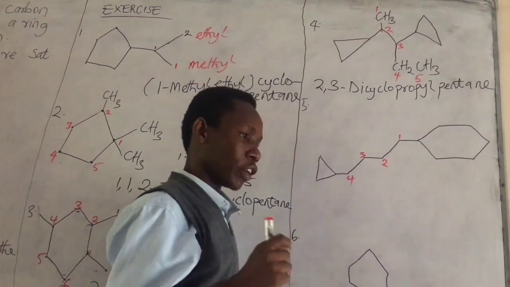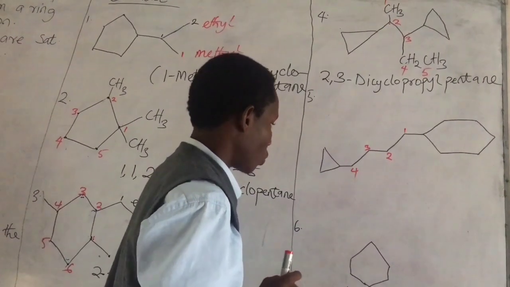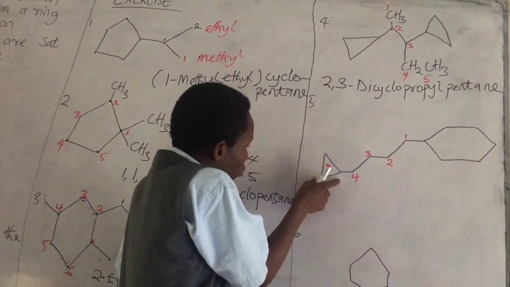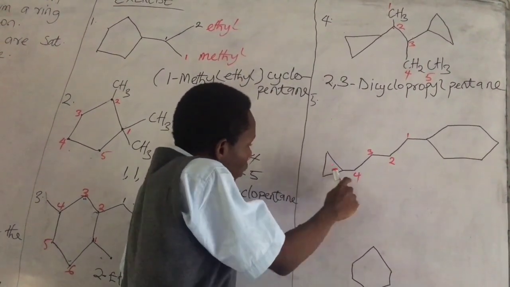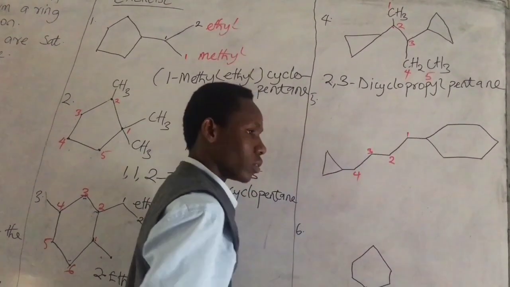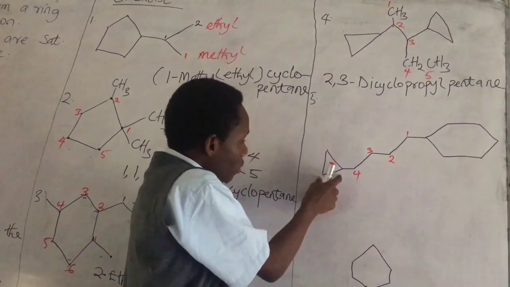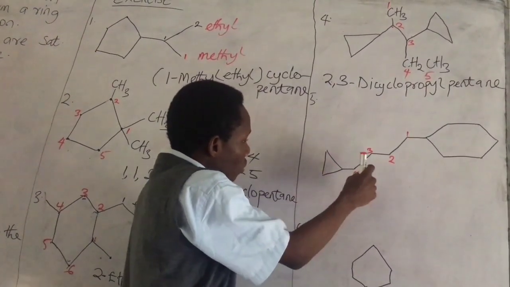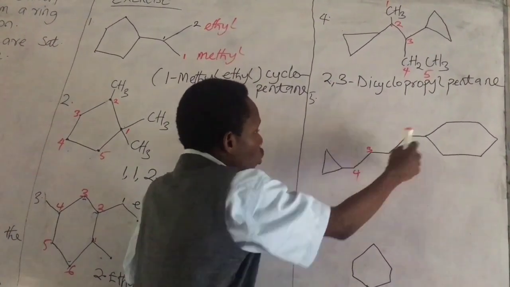What then will be the name of this compound? We have to be very, very careful while naming, so we don't get it wrong. This cyclopropyl is on carbon number what? 4 of this butyl. Listen again. This cyclopropyl is on what? Carbon number 4 of this what? Butyl.